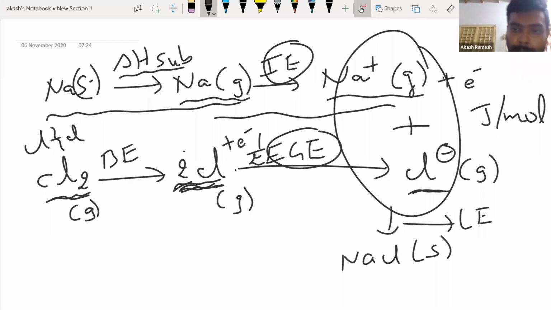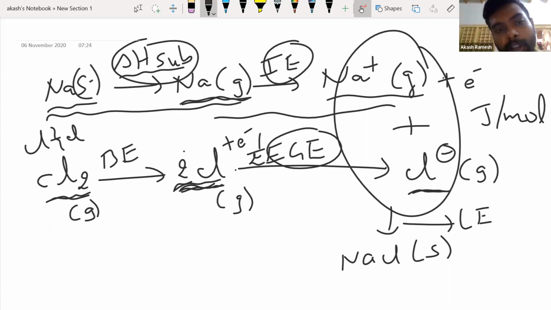Again, I'll give you a simple overview of whatever we saw now. So coming back to sodium, sodium will be available in solid state. As I told you, solids cannot form ions, so I need the gaseous or aqueous form. So I first convert sodium to sodium gas. For that, the enthalpy associated is my enthalpy of sublimation.